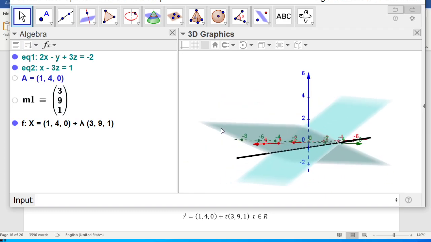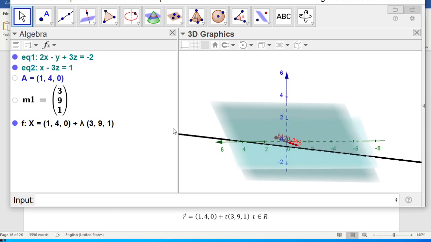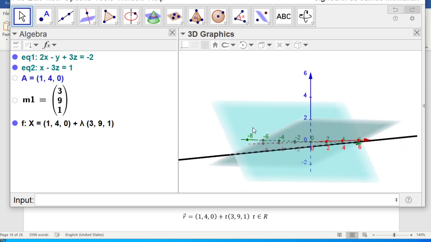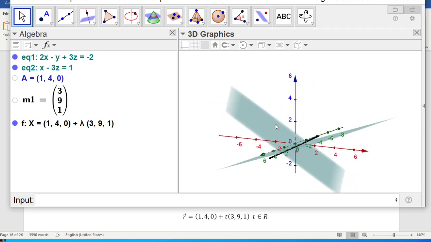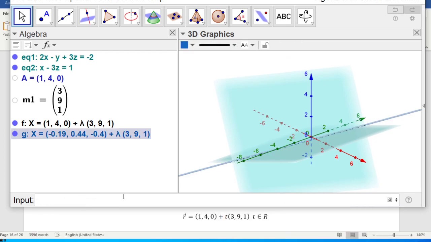And there's the solution to that one. That line is exactly where those two planes cross one another. What we could do is intersect EQ1 and EQ2, so get GeoGebra to give us the answer.